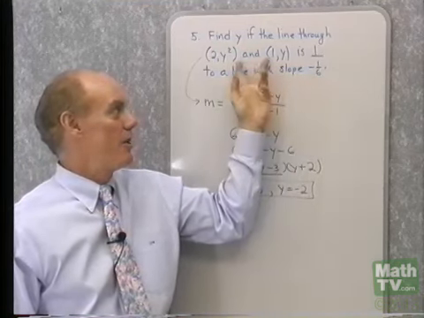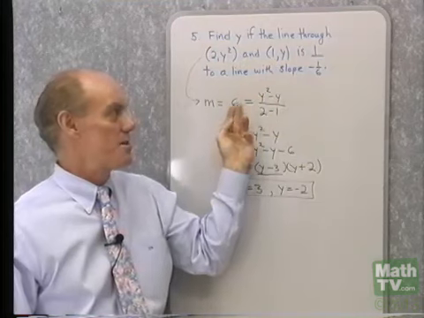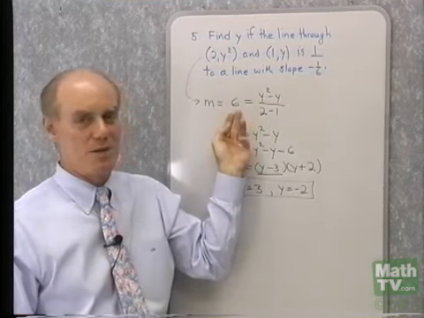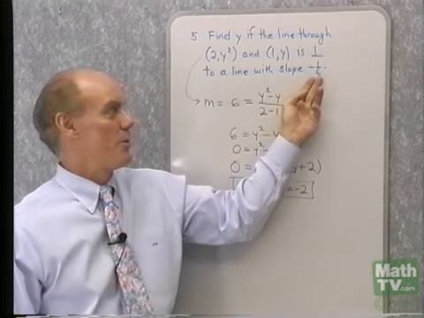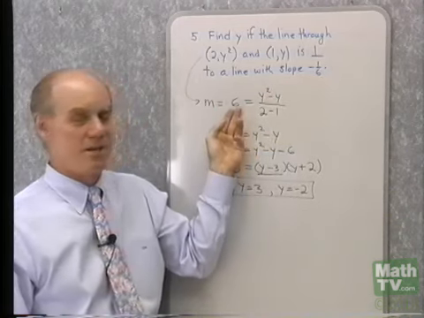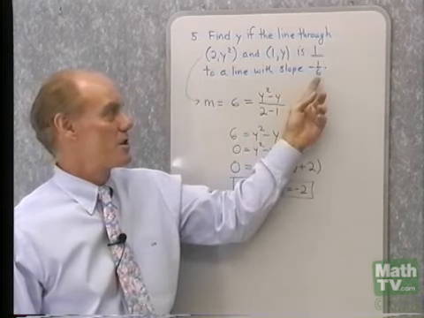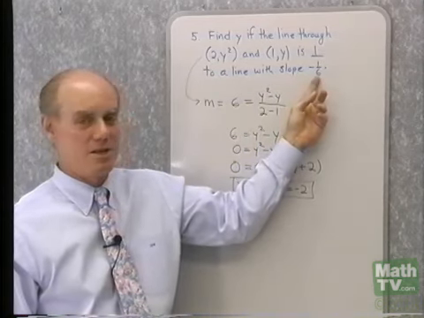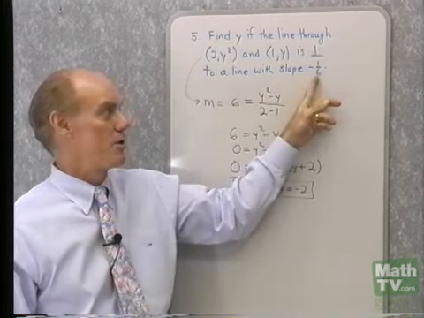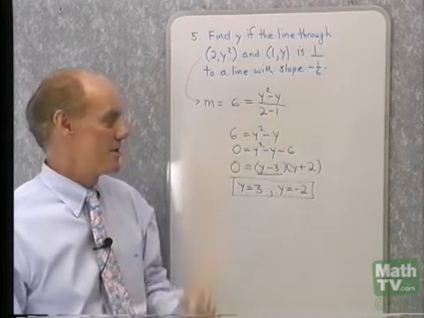So the slope of the line that I'm looking for must be 6, because for perpendicular lines the product of their slopes comes out to be -1. So what do I multiply -1/6 by in order to get -1? The answer is +6. Or you can say the slope of any line perpendicular to this line is going to have a negative reciprocal for slope. The negative reciprocal of -1/6 is +6.